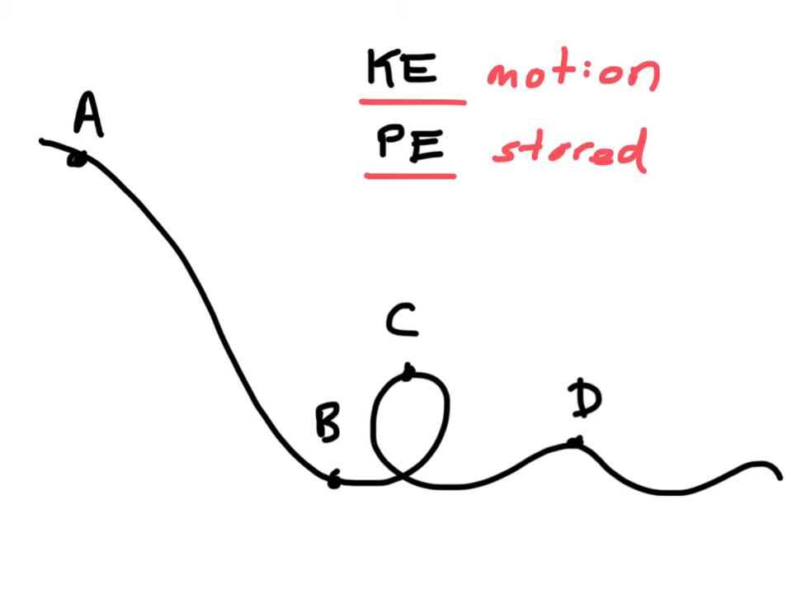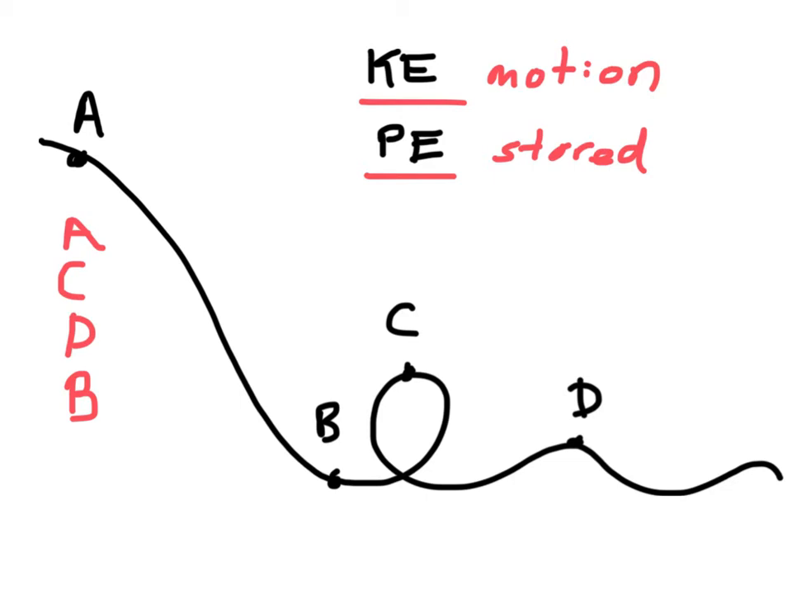So at point A, we have the greatest amount of potential energy because we're the furthest from the ground. At point C, we're lower than A, but we're above B and D. So that would be the next highest potential energy point. And it looks to me like D is above B, so it would go in this order. A has the most potential energy, then C, then D, then B.